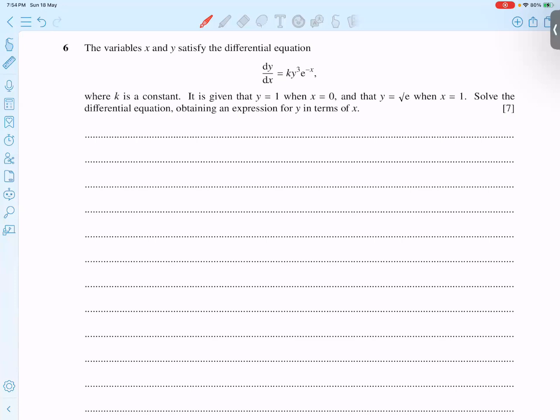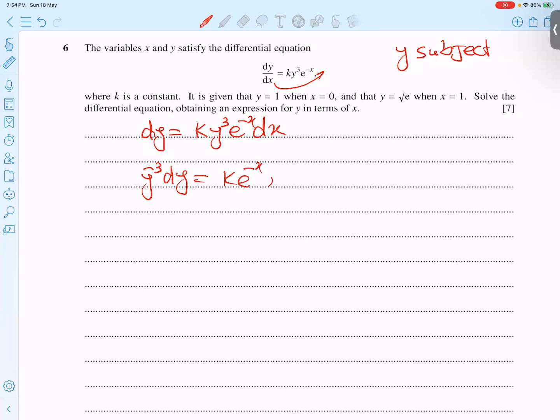Question number 6, students, we have dy over dx, and you can understand from the last line, we have to find y in terms of x. So y as the subject is our main task. First of all, this will multiply there. I got dy is equal to k y cube e to the power minus x dx. But I have to do separation of variables, so this y will come down. I can bring it down or bring it up, it becomes y to the power negative 3. I'm doing it in one step. I hope so. Up till here, not a big problem.